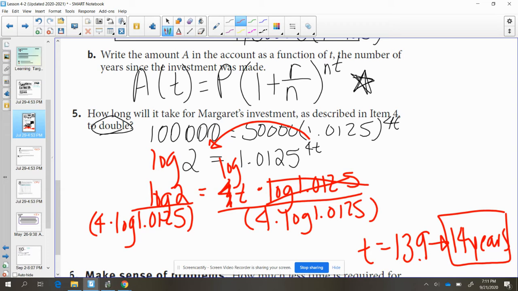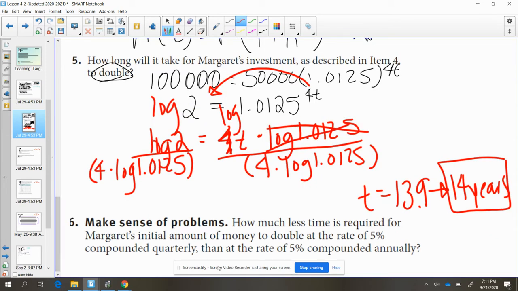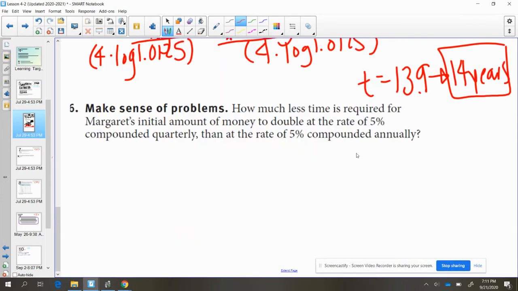Now, if we can change this interest rate, right, part 6 here, how much less time is going to be required if we double the money at 5% compounded quarterly than at 5% compounded annually? Well, if you remember from the last lesson, the annual one was about 15 years. Okay, so the quarterly one saved her about 1 year. So it's about 1 year less.